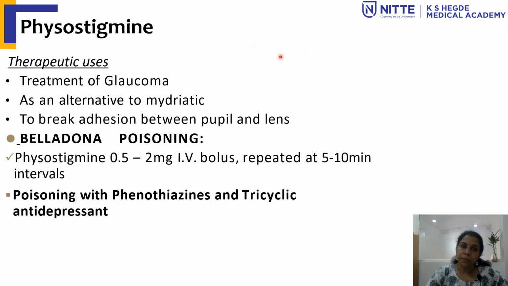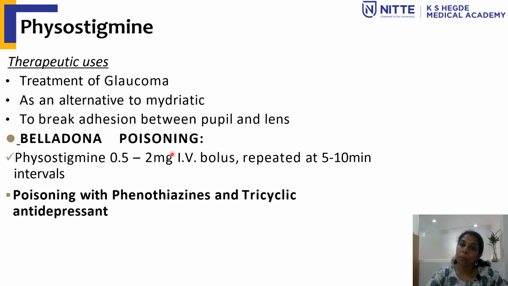Coming to therapeutic uses, it is used in the treatment of glaucoma along with pilocarpine. We have discussed pilocarpine. So in glaucoma it is used along with pilocarpine, and as an alternative to mydriatics, when a mydriatic has been used to test the refraction error, to break the adhesion between the pupil and the lens.